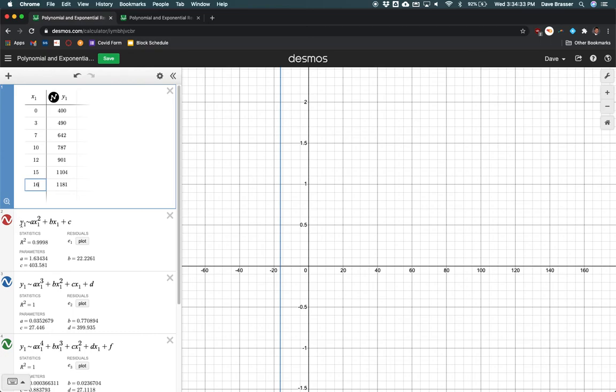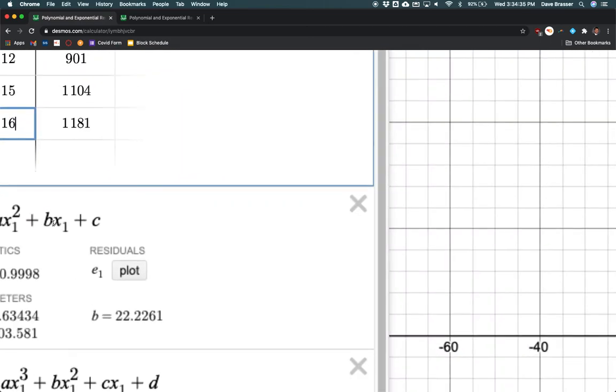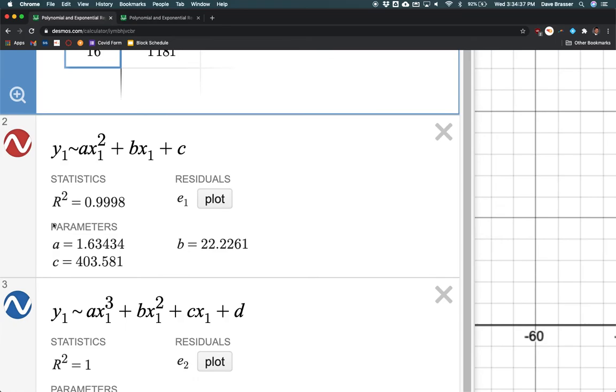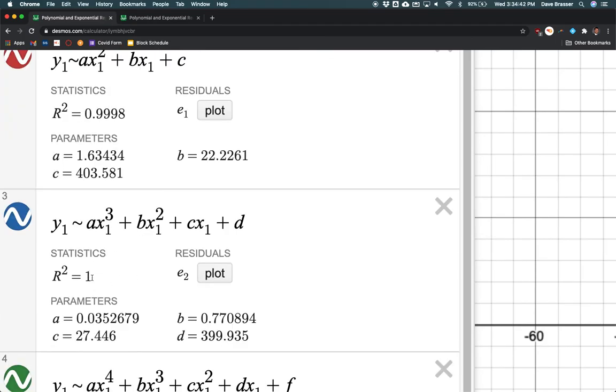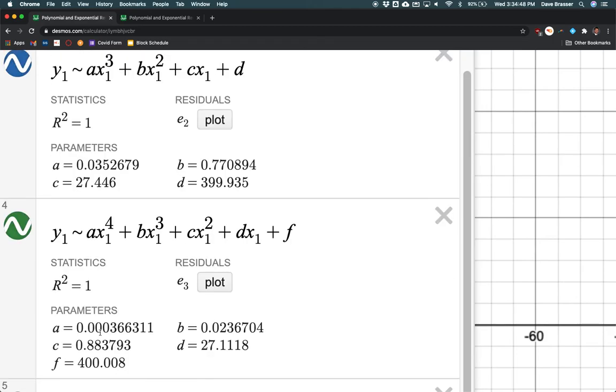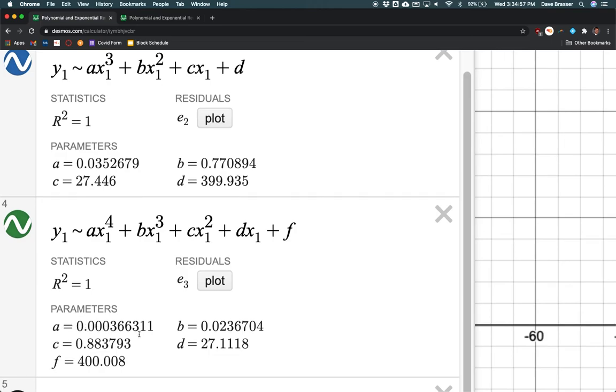For quadratic, I'm going to zoom in a little bit here. That's pretty good. That's an r squared of 0.9998. Not bad. The cubic, it's 1. It's probably not perfectly 1, and that's not bad. For quartic, it says it's 1. It's probably not perfectly 1, but it's got a really annoying a value, a really small leading coefficient.